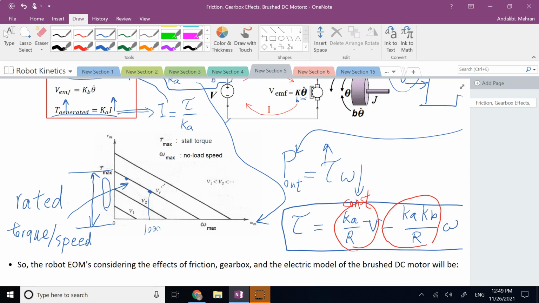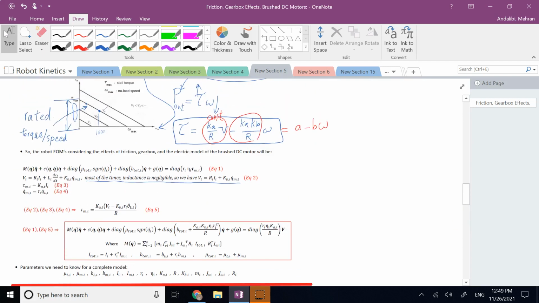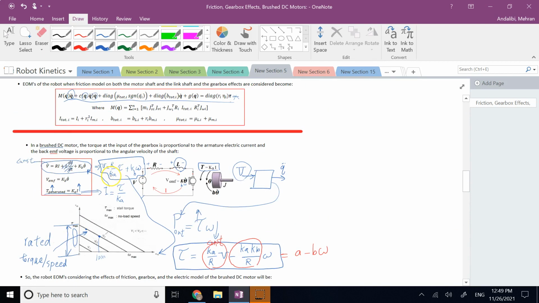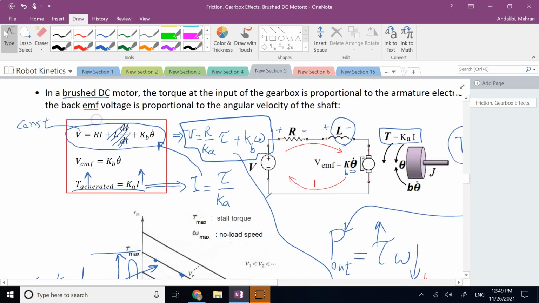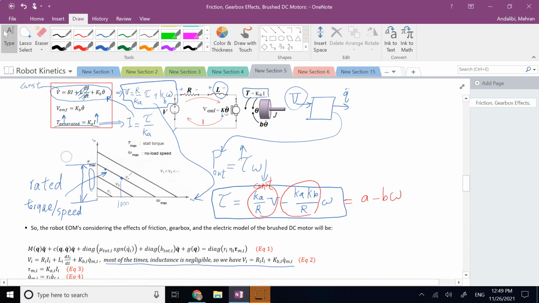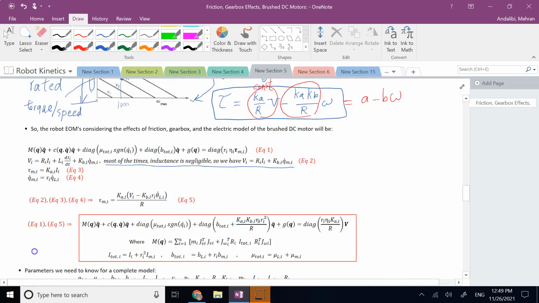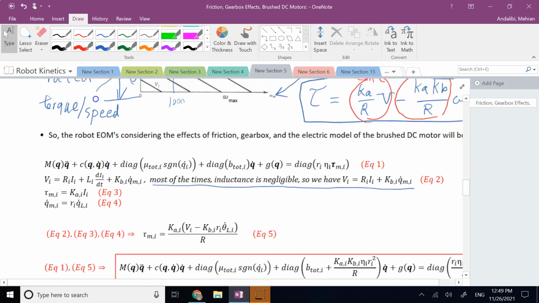I'll show you in the data sheets of a DC motor where to find this data: all of the numbers that I have mentioned here, K_A, K_B, R, L, the stall torque, the no-load speed, the rated torque and speed. Again, these rated ones are the ones that the manufacturer suggests you operate the motor at. Good. So now, with all that, let's finalize the derivation of the equations of motion, and then we go over some sample DC motor data sheets.